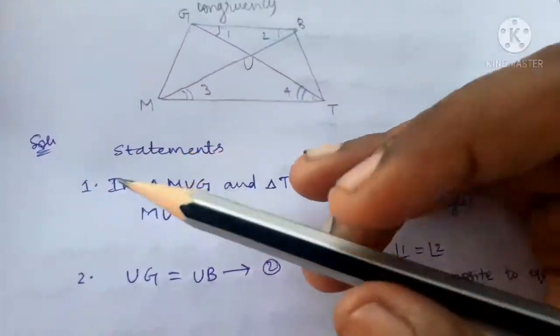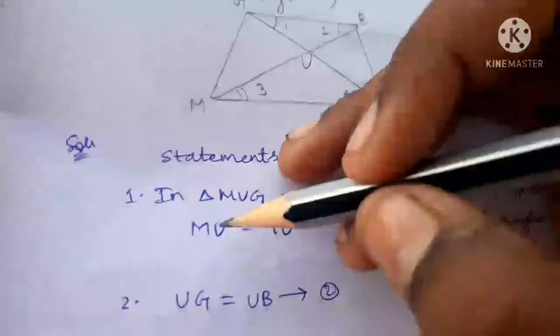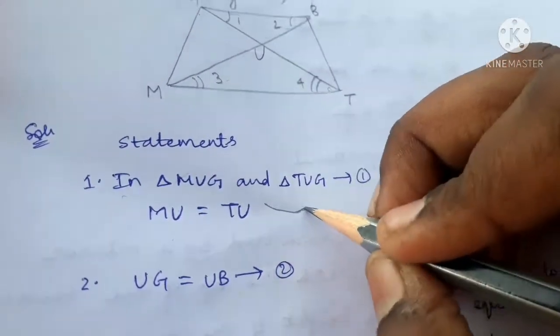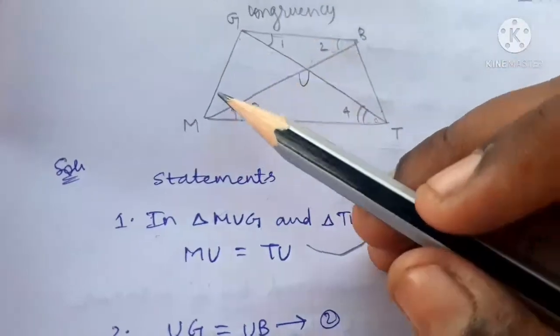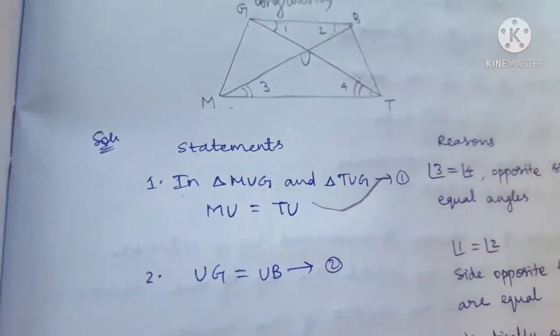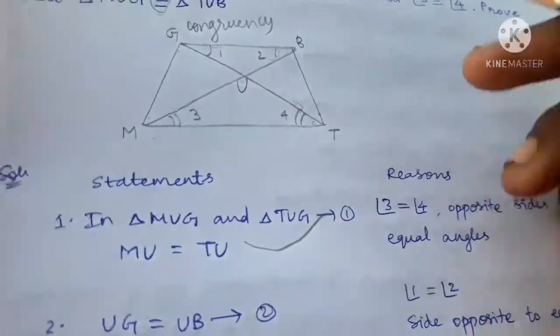The first one is in triangle MUG and TUG. MU equal to TU. Sorry, this will be equation number 1. Wait, I'll tell you why. MU equal to TU. This distance and this distance is equal. We are telling this statement, and the reason for this is angle 3 equal to angle 4.